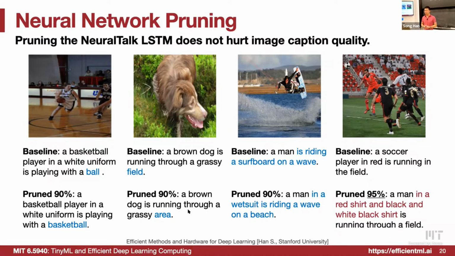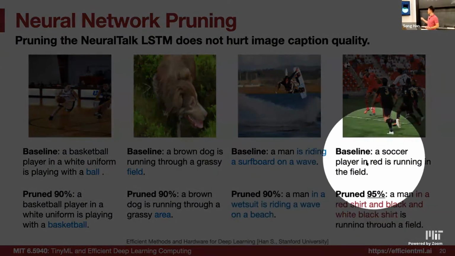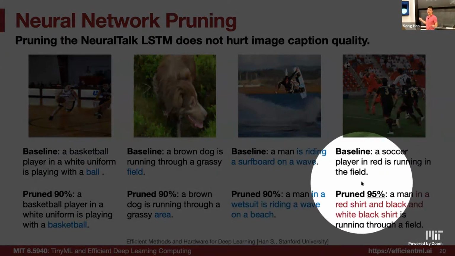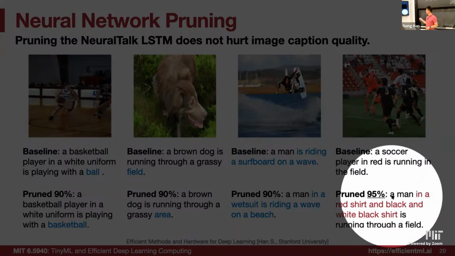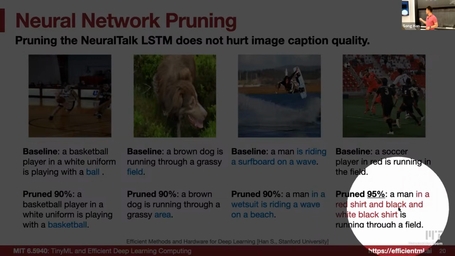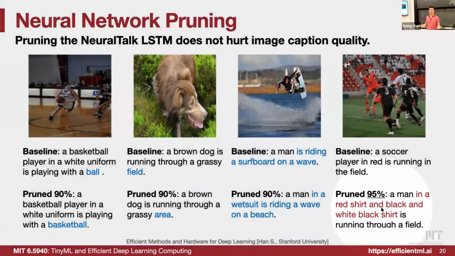What if we prune more, like pruning away 95%, be more aggressive? So on the third image, the original baseline model says a soccer player in red is running in the field, versus if you prune away 95%, it says a man in the red shirt and black and white black shirt is running through a field. It's getting drunk, right? So there is a limit how much you can prune, you cannot prune too much.